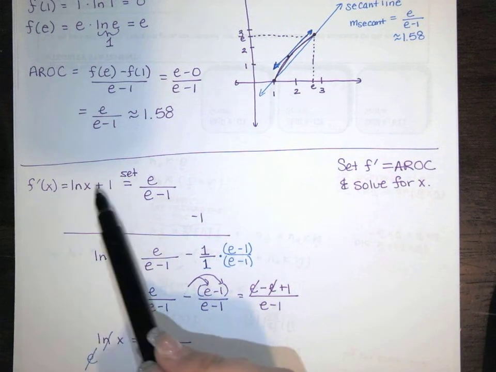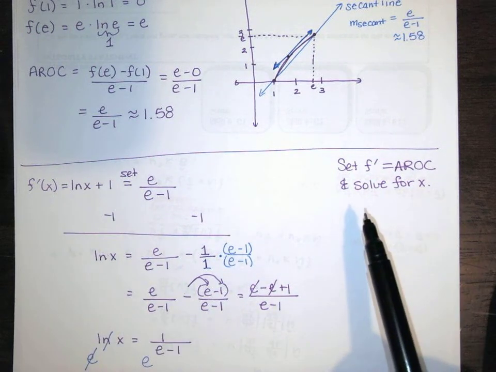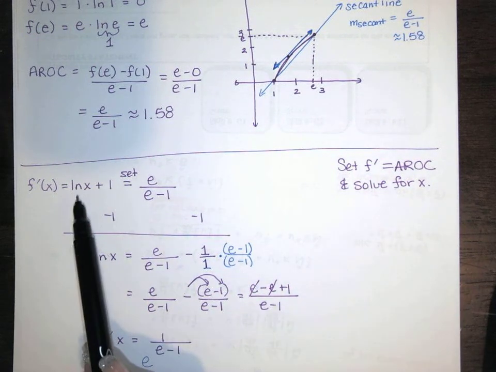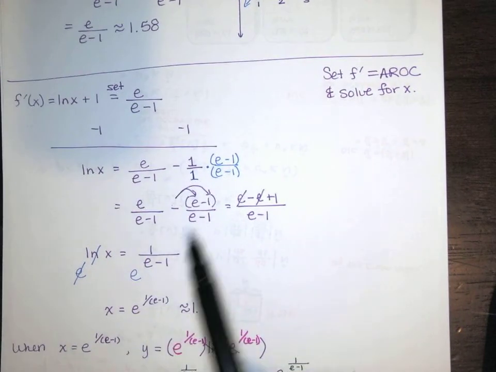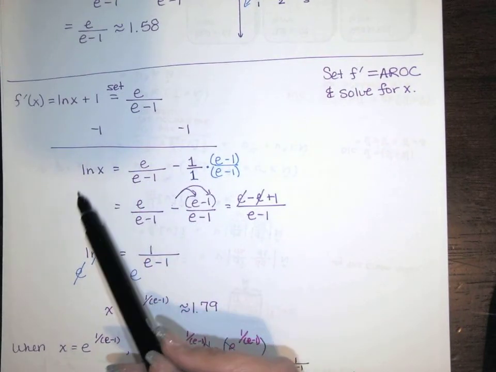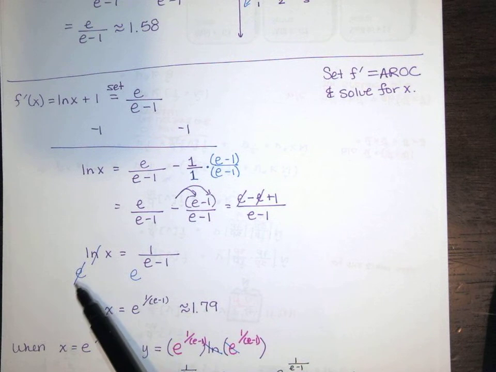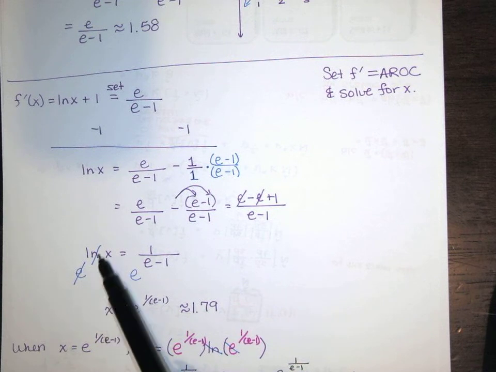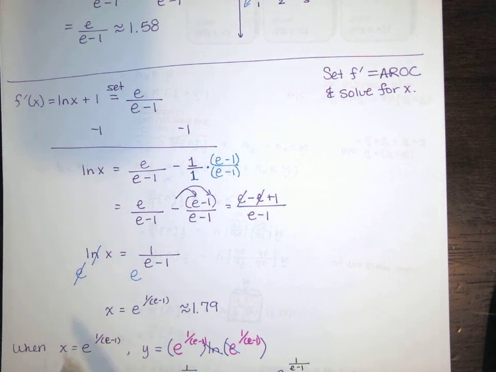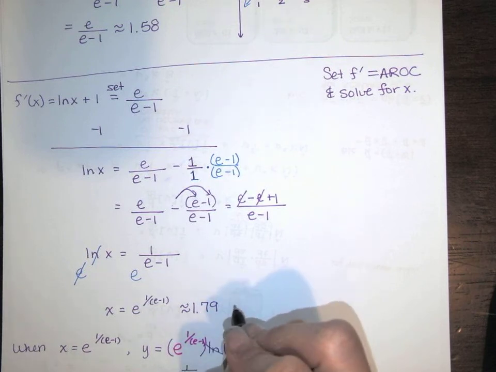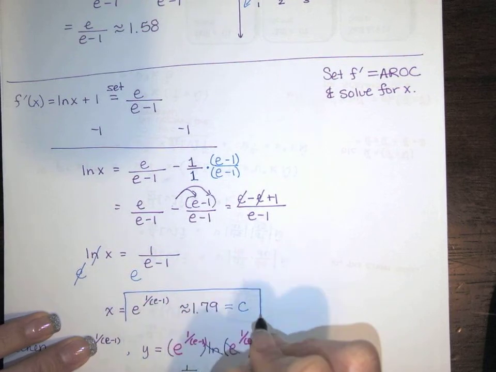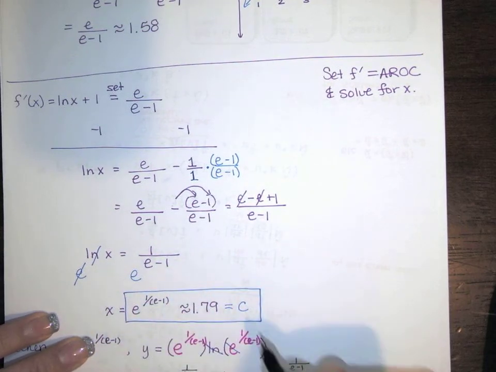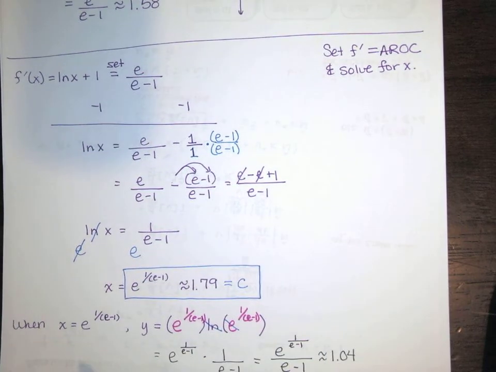So what you do is you take the derivative, you set it equal to the average rate of change, and you solve for x. So I've got this equals my average rate of change, and I'm just getting x by itself. Since this is a logarithmic equation, I used the exponential base e to undo that natural logarithm. And so this was my x value. If you're checking your answers in the back of the book, they'll probably use x equals c rather than x, but c is just a label for a particular x value.